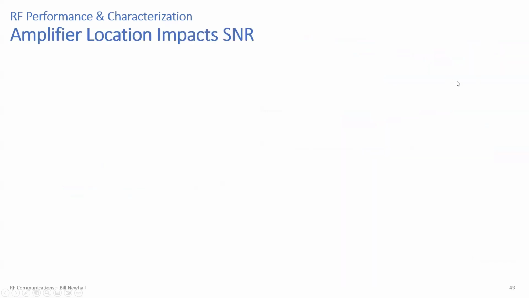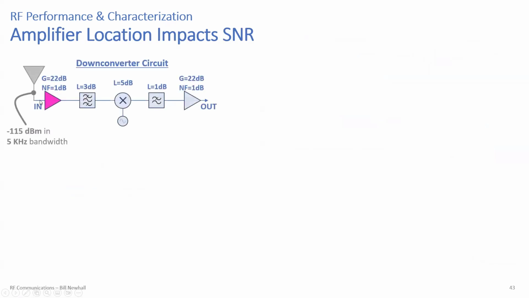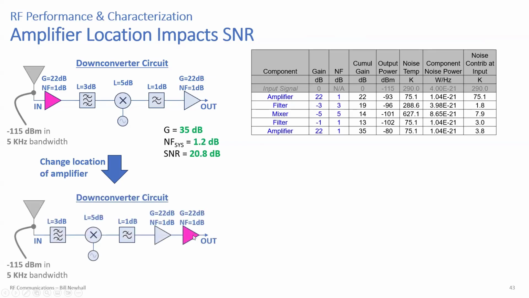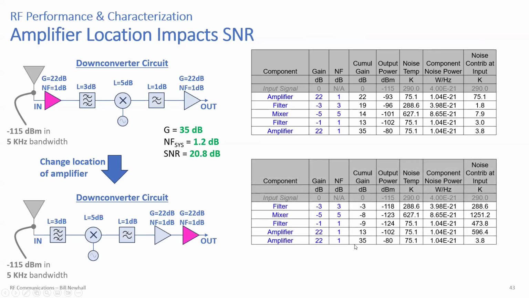Now I mentioned the amplifier location impacts signal to noise ratio. This is the circuit that we just looked at with the low noise amplifier right at the beginning. And this is the spreadsheet we just looked at. Those are the numbers we just talked about. Imagine you change the amplifier location. You say, well, I'll get the same gain, so I'm going to put the amplifier at the end here for some reason. Okay. And so what you're going to see is the same cumulative gain, right? We still have 35 dB, but look at these noise contributions. Look at the difference. Because you have that amplifier at the end and not at the beginning, you get these higher noise contributions.